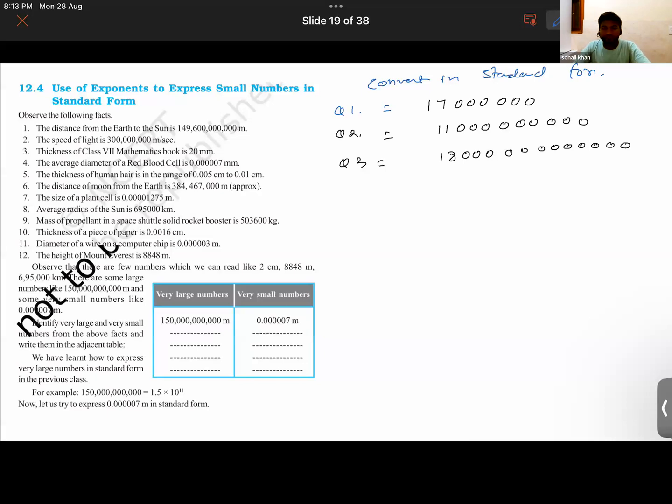It's 1.7 multiplied by 10 raised to the power 7. Yes, that is correct. The first one is correct. Good.